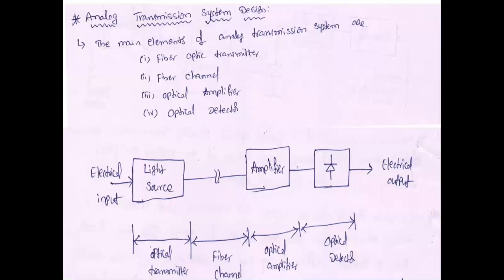Right. Now we have to go for analog and digital transmission system design. First we will discuss analog transmission system design. Here the main elements of the analog transmission system are four parts: fiber optic transmitter, fiber channel, fiber amplifier, optical detector. See this one. This is the first stage, transmitter section. This is the channel section. This is the amplifier section. This is the optical detector.